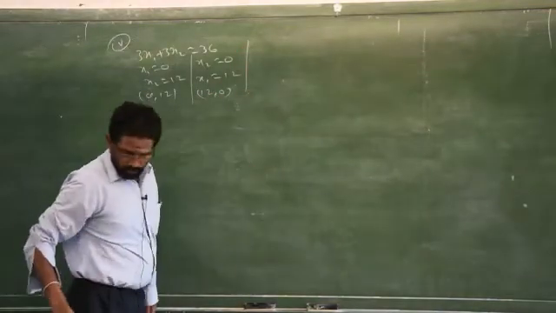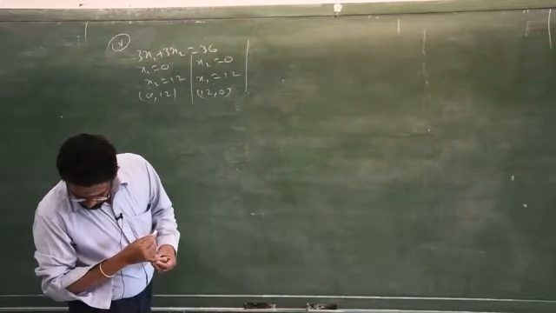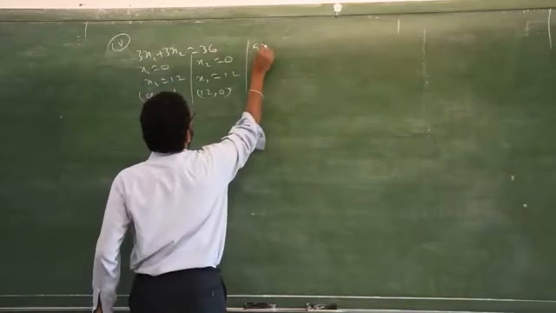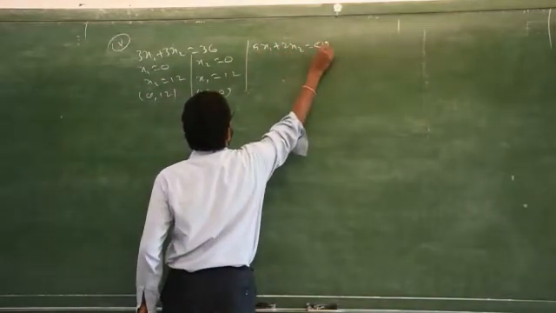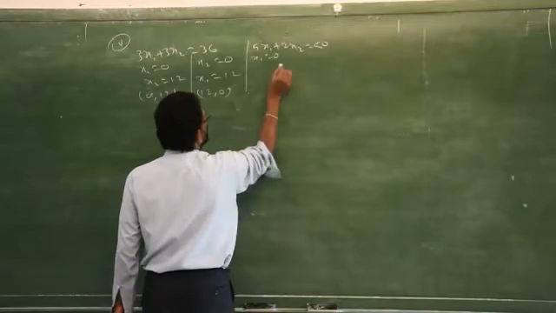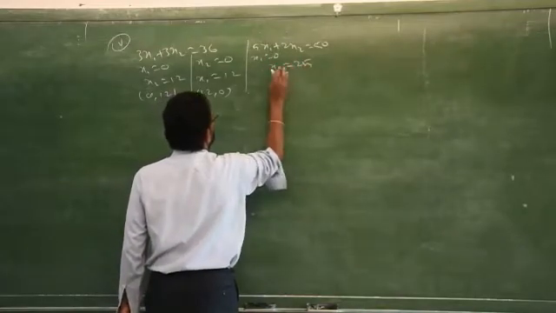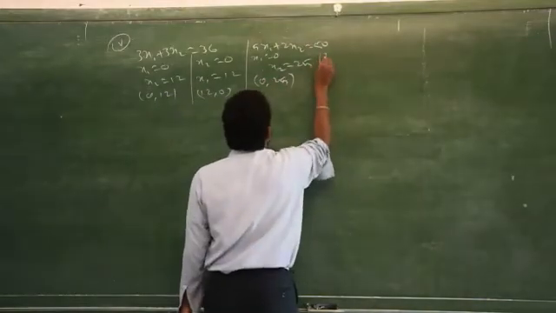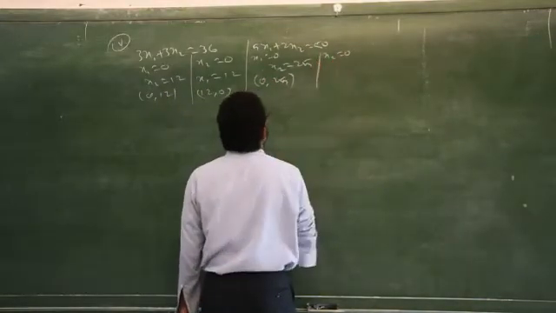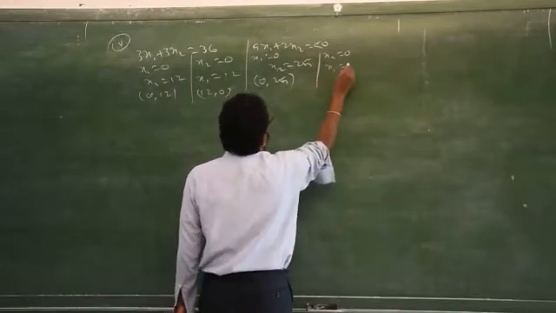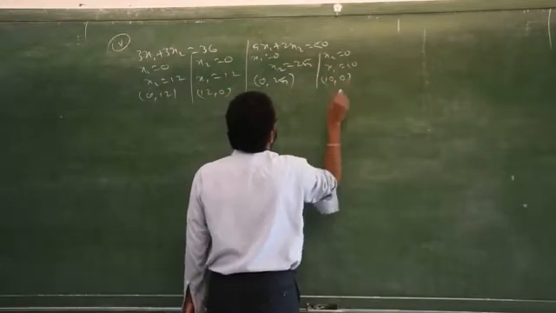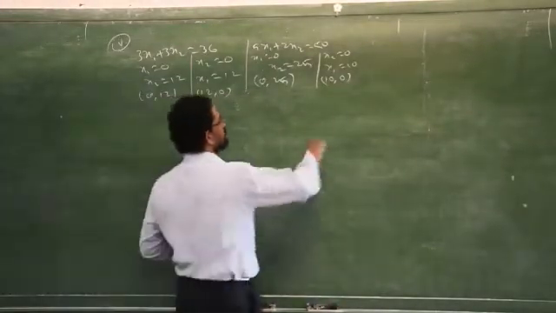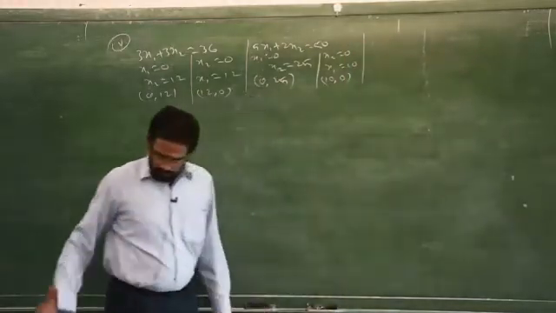Take the second equation. What is the second equation? 5x1 plus 2x2 is equal to 50. Replace x1 equal to 0, then x2 is equal to 25. So (0, 25). Then in the same equation replace x2 by 0. What will be the answer for x1? x1 is equal to 10. That is (10, 0). Please do the calculation. Don't simply copy from the board. Sometimes you will get wrong answers. Clear?